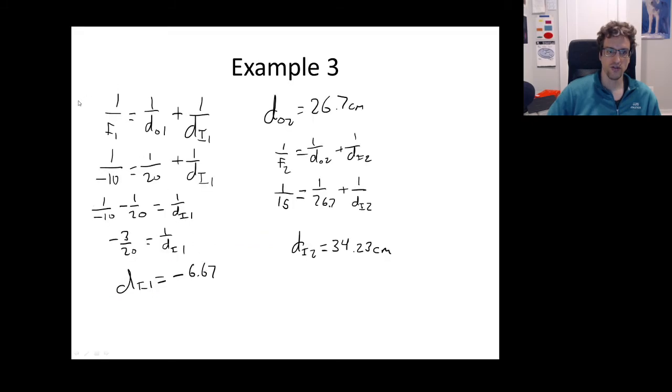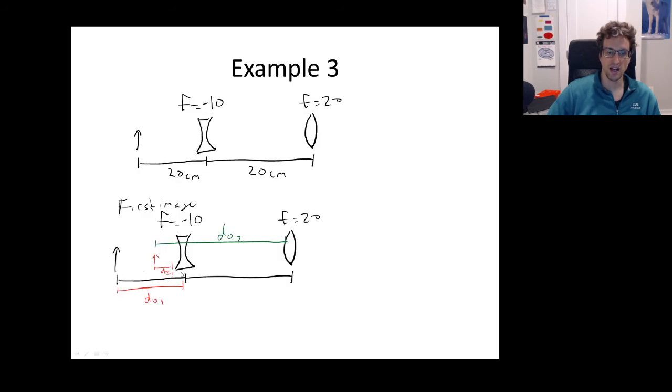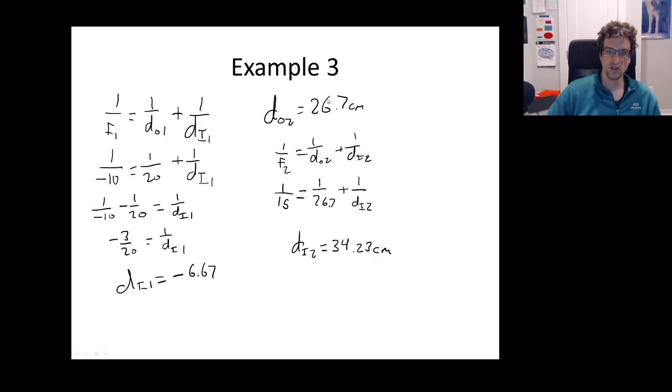For the first lens, it's 1 over f1, negative 10, equals 1 over do, 1 over 20, plus 1 over di1. Solve this, we get di is negative 6.67. That negative sign just means it's on the same side. So this is 6.67. So how far is DO2? Well, this is 20, this is 6.67. So DO2 is 26.7.